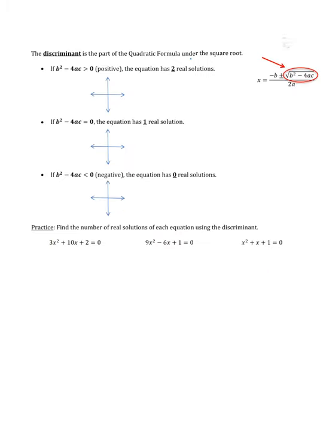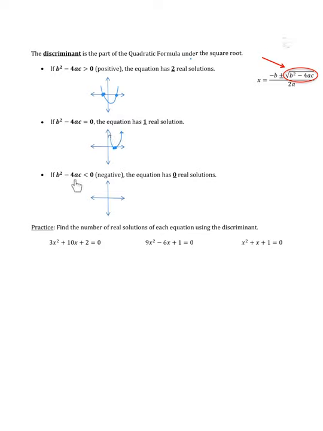To summarize, the discriminant, you'll see this on your note sheet, is the part of the quadratic formula that is under the square root, and it can tell us how many solutions our final answer will have. If the b squared minus 4ac under the square root is positive, the equation will have two real solutions, two x-intercepts. However, if the b squared minus 4ac equals 0, the equation will have only one real solution, and it will fall someplace along the x-axis.